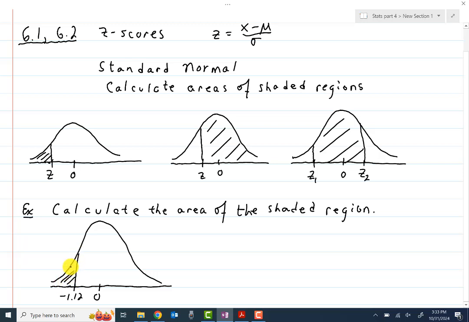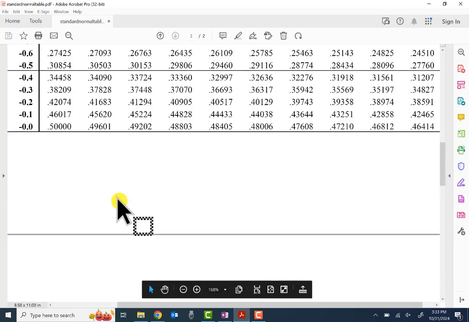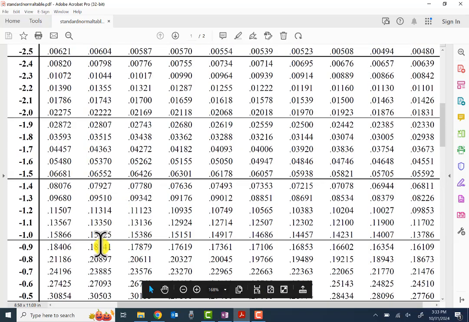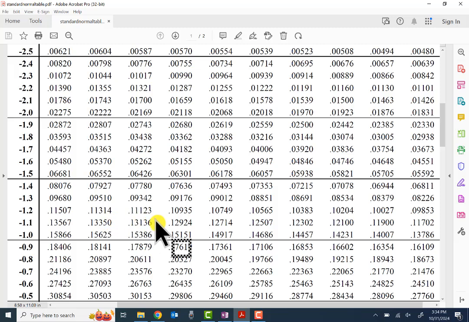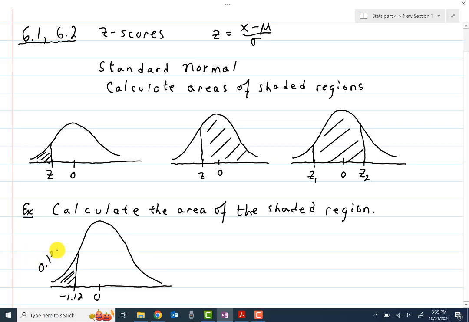This one is pretty straightforward. You should by now be able to go into the table and get me this value. You should know how to look them up by now. If you come to the negative section of the table, I have negative 1.12. So I'm in this row here where I've got my mouse pointer, negative 1.1. There's negative 1.10, negative 1.11, and negative 1.12. So given the z value, you should be able to do these.